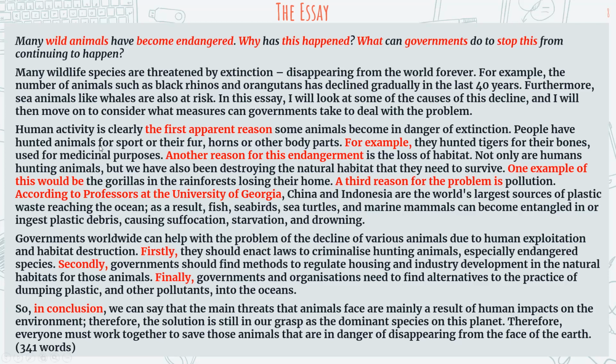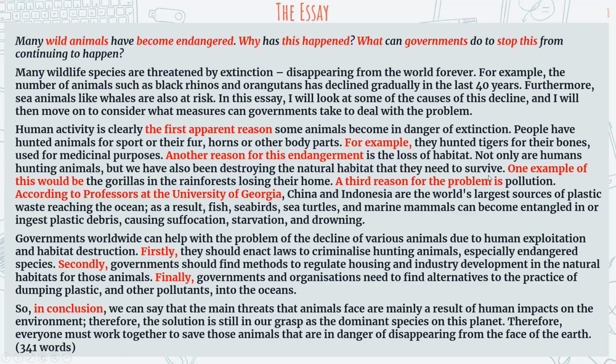People have hunted animals for sport or their fur, horns, or other body parts. For example, they hunted tigers for their bones, used for medicinal purposes. Okay, this is a collocation, of course, a good one. Another reason for this endangerment is the loss of habitat. Not only are humans hunting animals, but we have also been destroying the natural habitat that they need to survive.